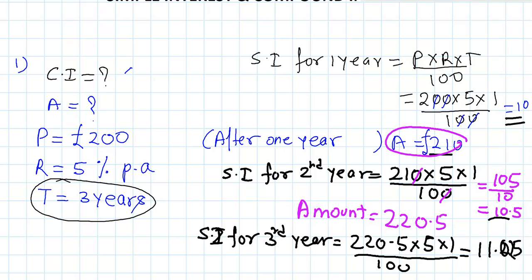Second year we got interest 10.5. Third year we got 11.0. See, interest is building up, right? That's why people put money in a bank. Okay. So 11.025. So what will be the amount now? 220.5 plus 11.025. How much is it?